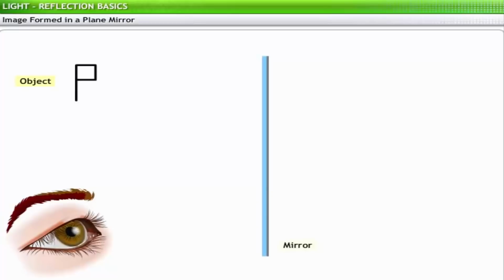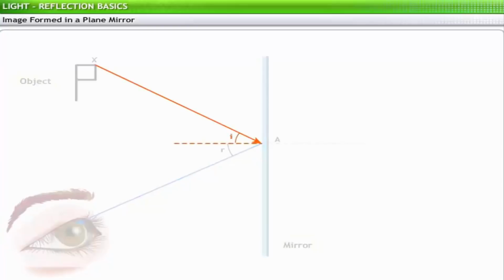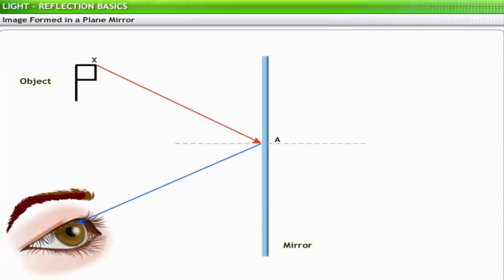Consider an object in the shape of the letter P. From a point X on the object, consider a light ray incident on the mirror at point A. According to the law of reflection, the angle of incidence is always equal to the angle of reflection. Observe the angle of the incident ray as it reflects and travels to the eye.